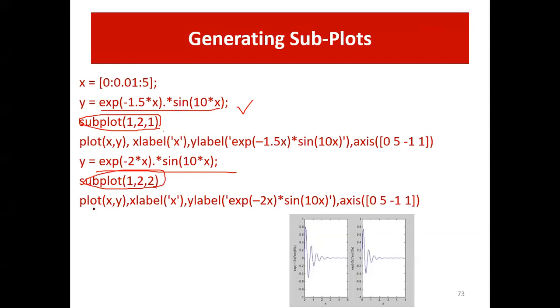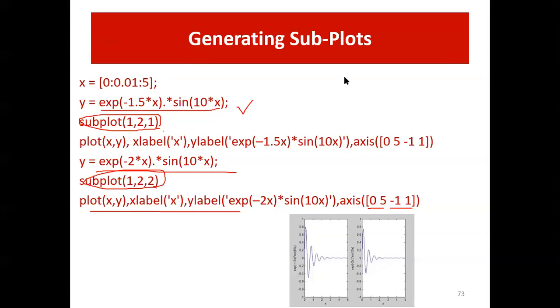We can give the label of the x-axis, and the y-axis label also. Then we start with minimum 0 and maximum 5 for the x-axis. Then the y-axis has minus 1 as the minimum and plus 1 as the maximum. So this is the way we add the subplots.